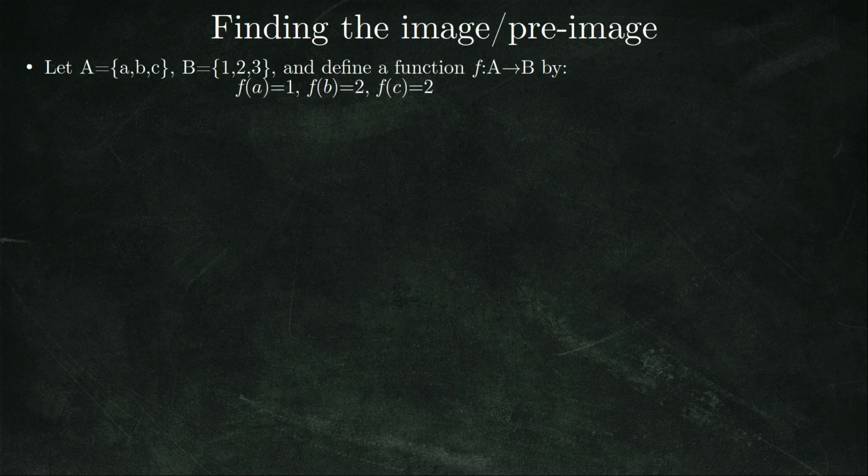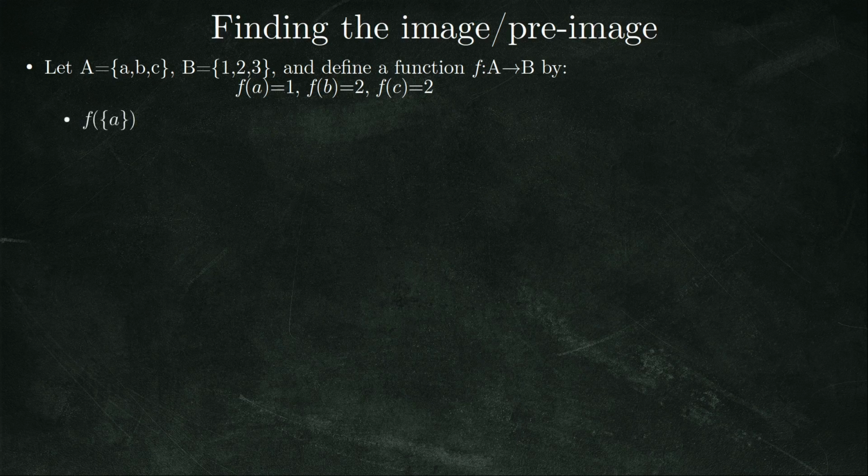Okay, we're now going to go through and find some images and pre-images. I'm just going to put up each question, and then I'll put up the answer a second or two later, so you have some time to think about it. So let the set A equal {a, b, c}, let the set B equal {1, 2, 3}, and we have a function f that sends a to 1, b to 2, and c to 2.